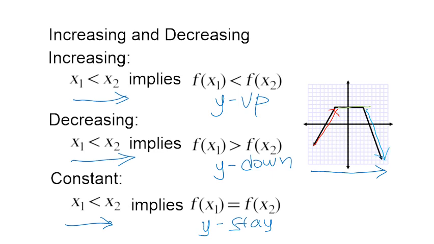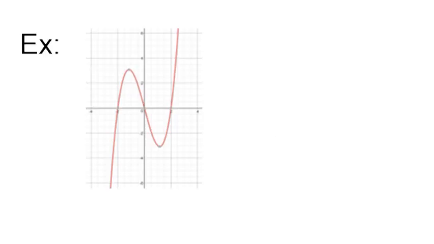Okay, so what we're going to ask you to do is identify on a graph where the graph is increasing, decreasing, or constant. And again, we want to write this in interval notation because we're talking about an interval of numbers. So here's my example. If I have this graph, where am I increasing, decreasing, or constant?